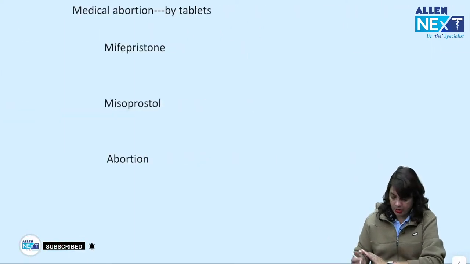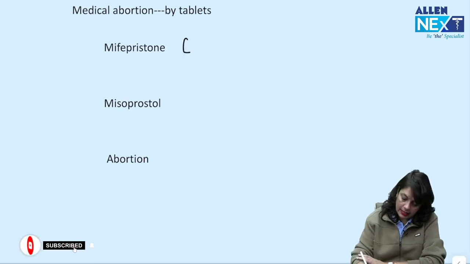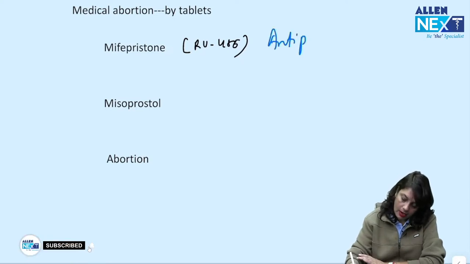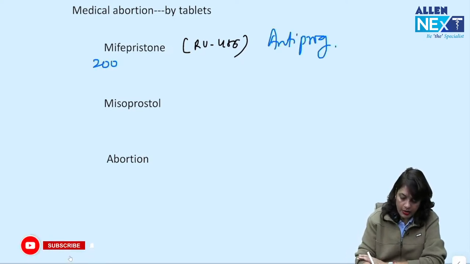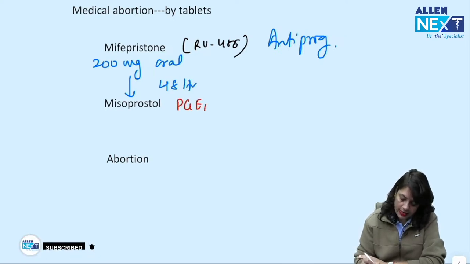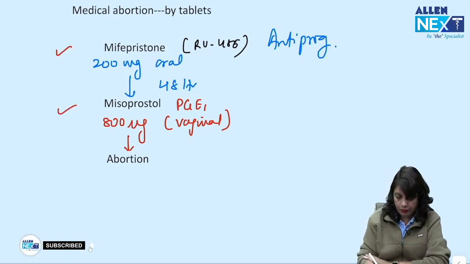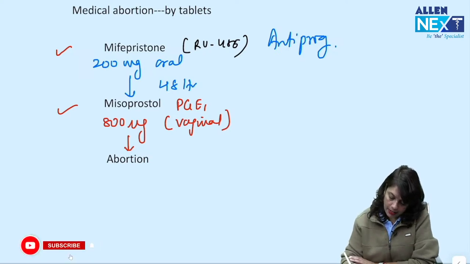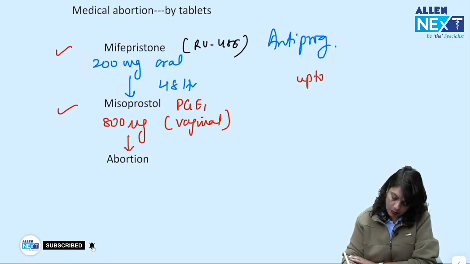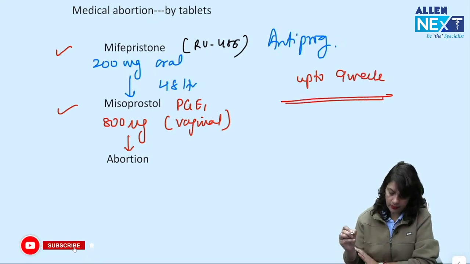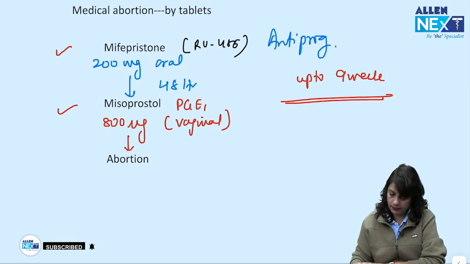Next, medical abortion by tablets. Mifepristone, that is RU 486, which is anti-progesterone. 200 milligram oral is given. This is followed 48 hours later by misoprostol, which is prostaglandin E1, 800 micrograms vaginal. This is followed by abortion. So, mifepristone followed by misoprostol, and MTP can be done by this method up to 9 weeks. Okay, up to 9 weeks.